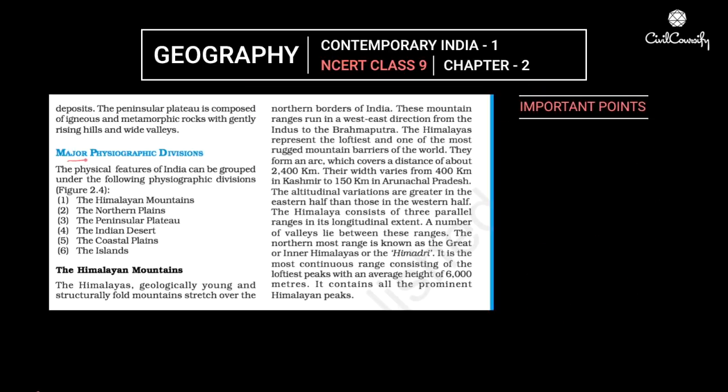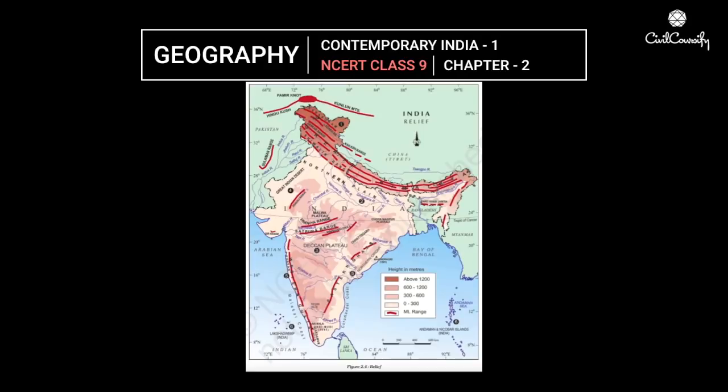Now we are discussing the major physiographic divisions. As you can see, the Himalayan mountains, the northern plains, the Peninsular Plateau, the Indian desert, coastal plains, and the island groups. So let's go back to the map we just saw and try to locate these physiographic divisions. The first one, as we just discussed, is the Himalayan mountains. This is the northern plain. This is the Deccan Plateau. The coastal plains are these ones, and these are the island groups: Andaman and Nicobar and Lakshadweep. And this is the Great Indian Desert, the Thar Desert.